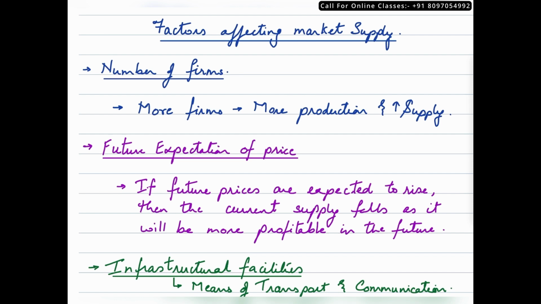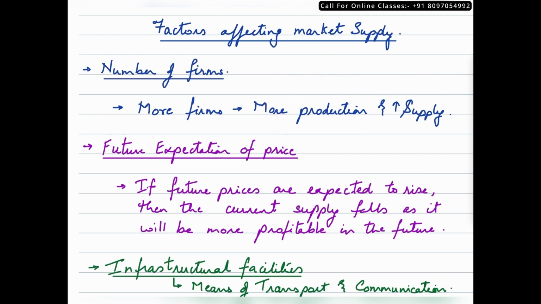So the first factor that we see is the number of firms. How many sellers or how many producers are in a given market for the production of a given commodity. Ideally, if there are more firms or more production units for that XYZ commodity, then there'll be more production and hence more supply. The opposite would also hold true. That means if the existing firms quit the market and there are fewer firms now producing the commodity, the production will fall and so will the supply.